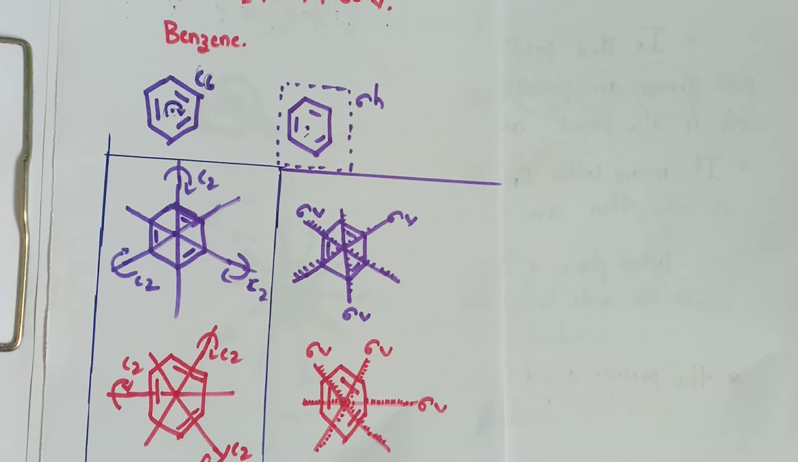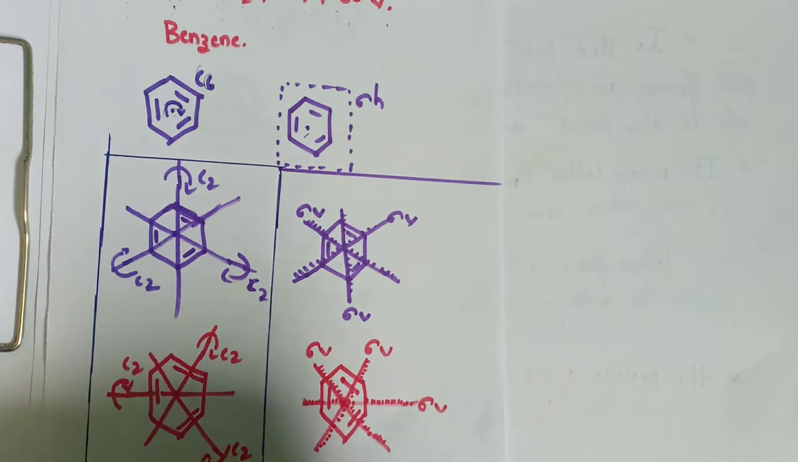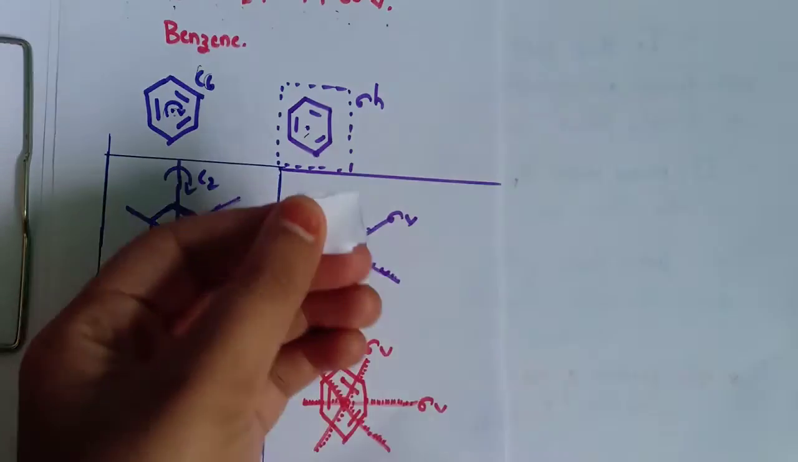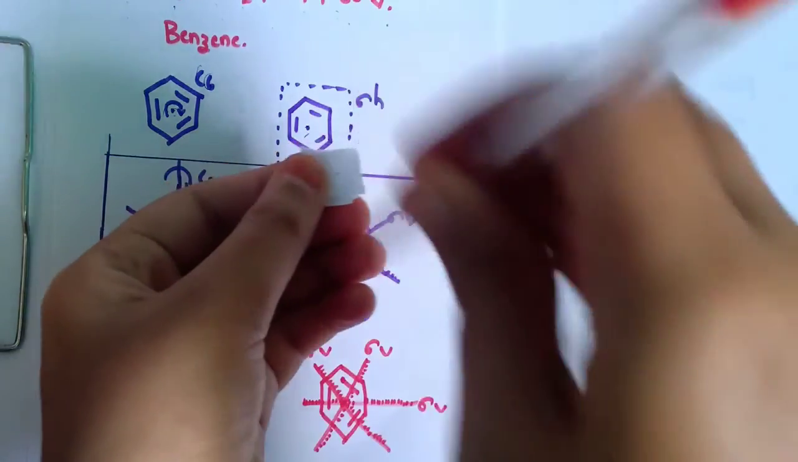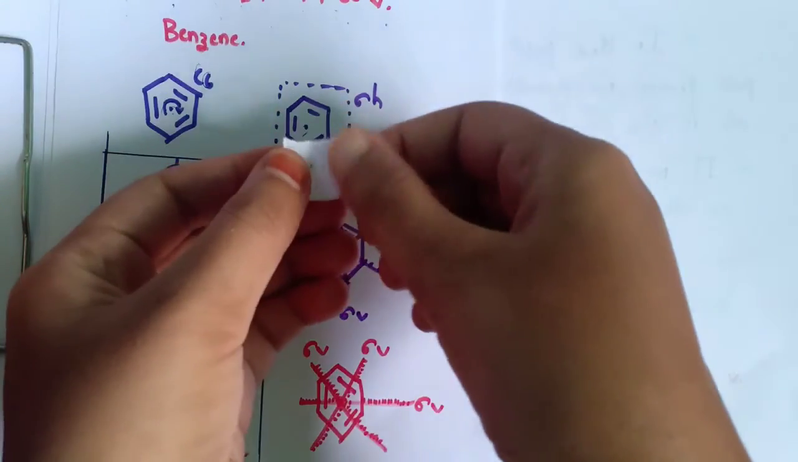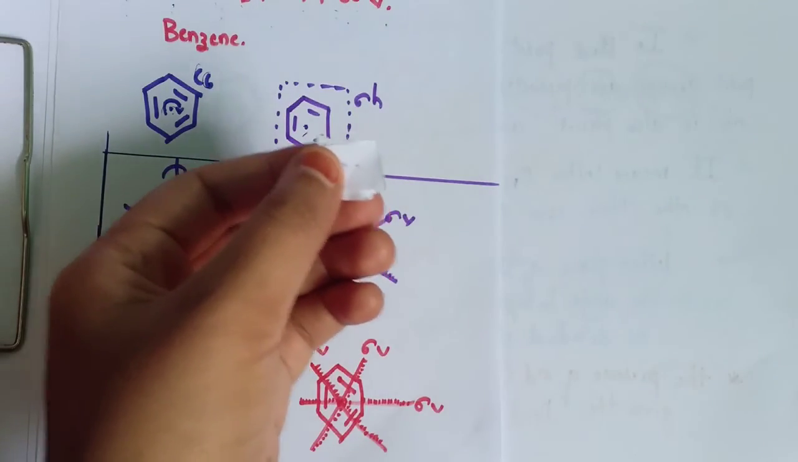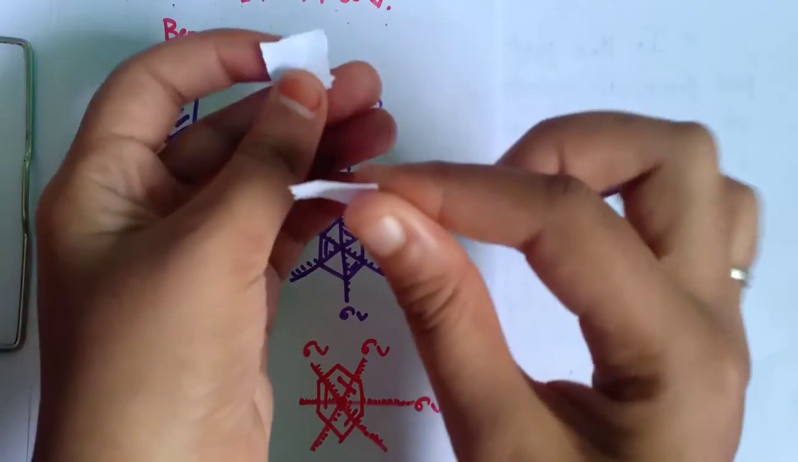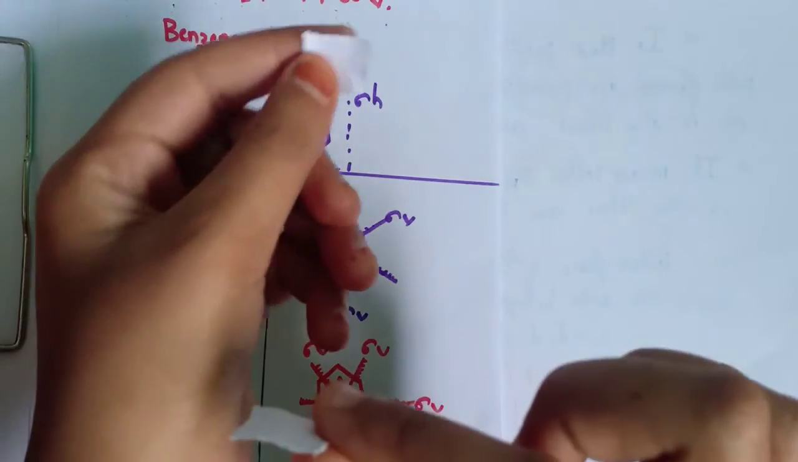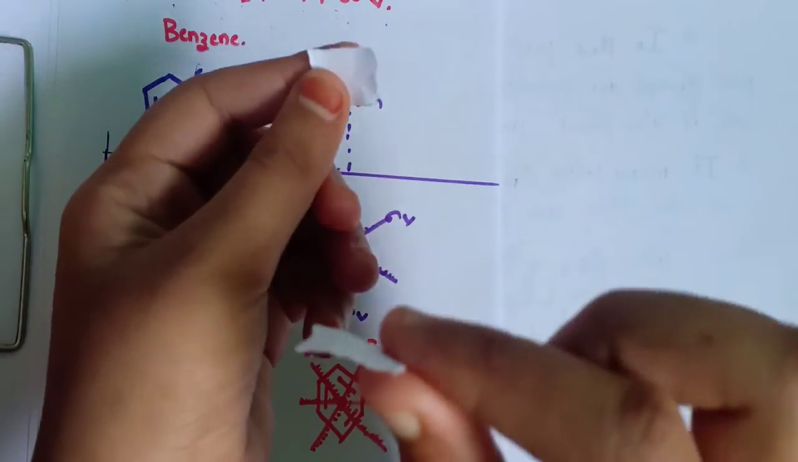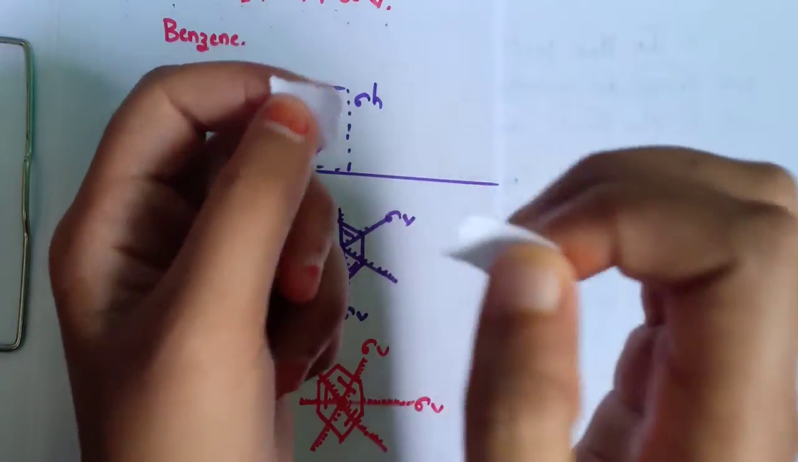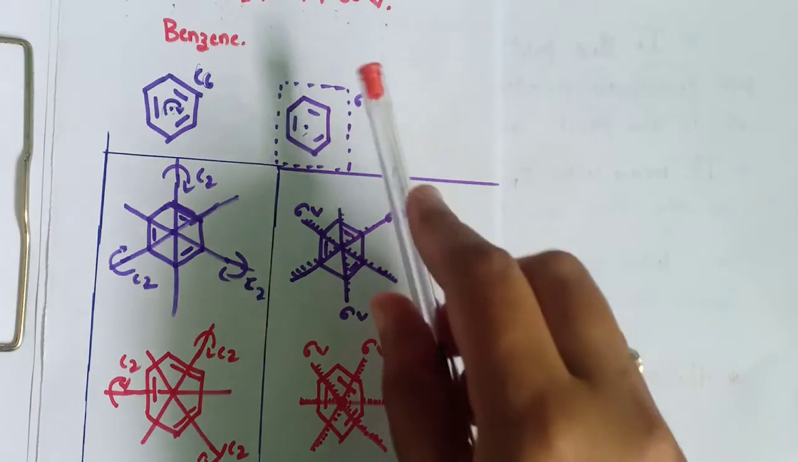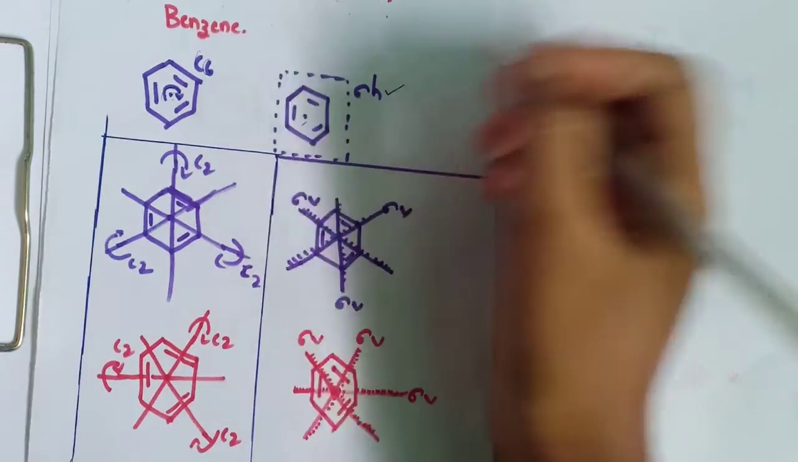See here, here is the benzene. If I pass a principal axis here, the plane is perpendicular to it. What does sigma H mean? It is perpendicular to the principal axis. If I pass a perpendicular plane, the molecule will be broken like this, into a front part and a back part of the benzene. These two will be the mirror images of each other. So sigma H is present in this benzene.